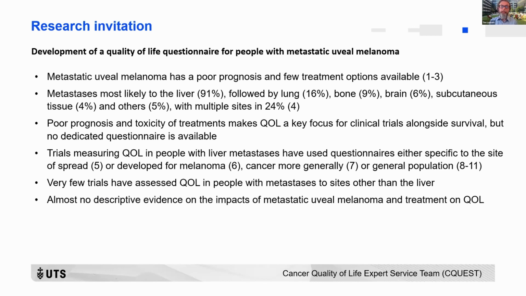Trials to date that have measured quality of life in people with liver metastases have tended to use quality of life questionnaires designed for liver cancer, or those for melanoma, or just for cancer more generally, or indeed the general population. There are very few trials that have looked at quality of life in people with metastases to sites other than the liver. And there's almost no descriptive data from survey studies or qualitative studies on the experience of living with metastatic uveal melanoma and its treatment either.